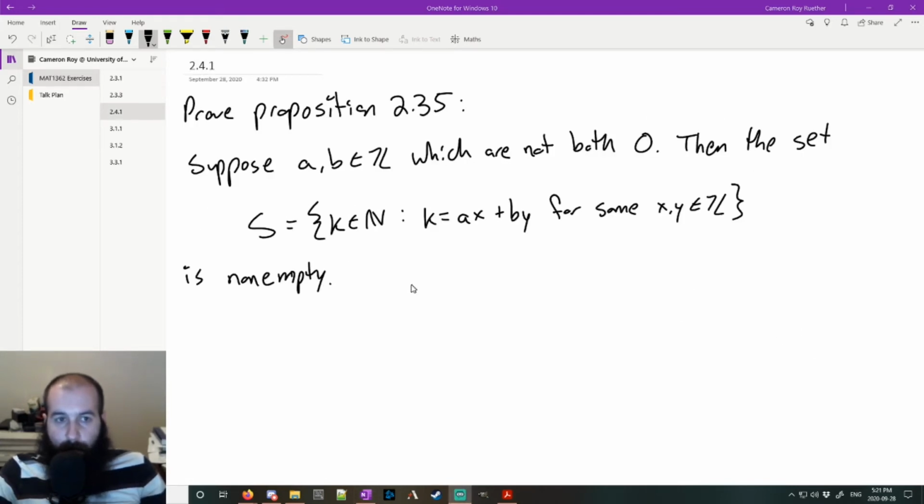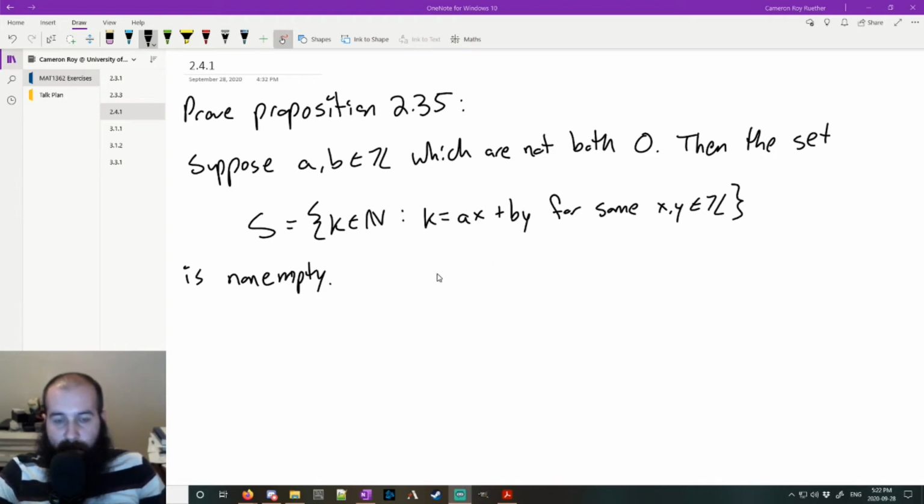Exercise 2.4.1 is to prove proposition 2.35. This statement is important to the definition of greatest common divisor, which we'll see later. And the statement is that suppose we have two integers, a and b, which are not both 0. Then the set S, which is defined to be natural numbers of the form ax plus by, for some integers x and y, is non-empty.